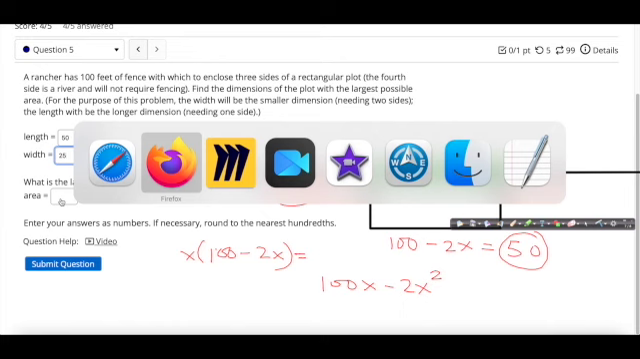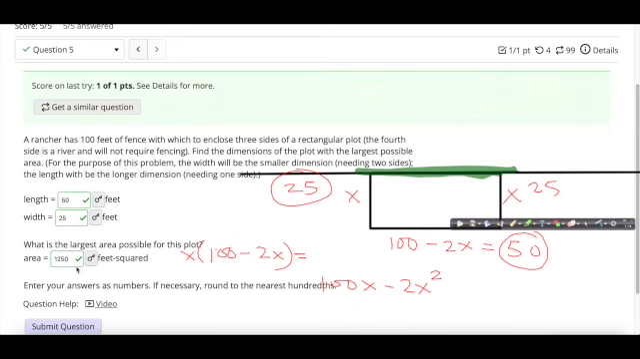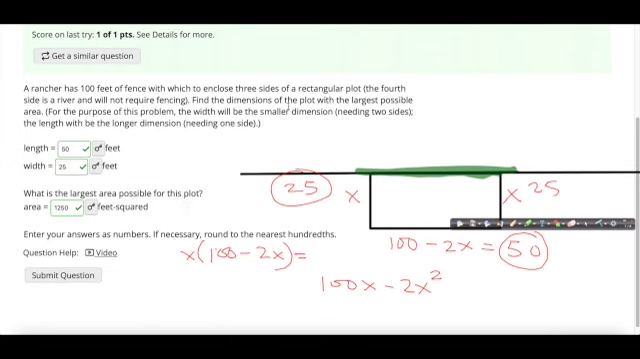And the area is 1,250 square feet. Oops, I put it in the wrong place. 1,250 square feet. Hit submit. We got the answer right. That is the last of the problems.